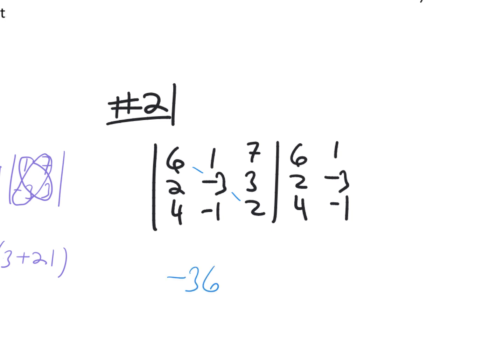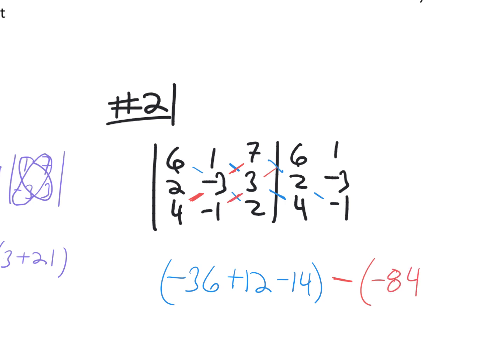Okay, we get negative 36. We'll do 1 times 3 times 4, 12. And then 7 times 2 times negative 1, negative 14, good. And then we're going to do minus the second set of diagonals. So it's going to be 4 times negative 3 times 7. So we get 12 times 7, negative 84, good.